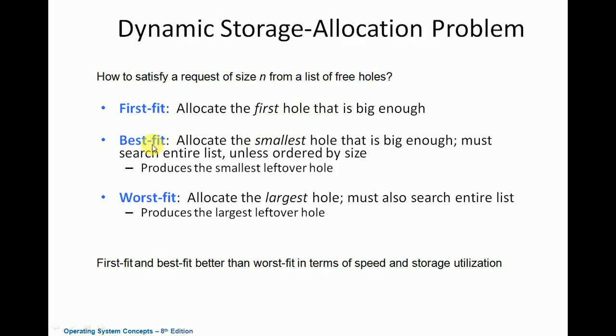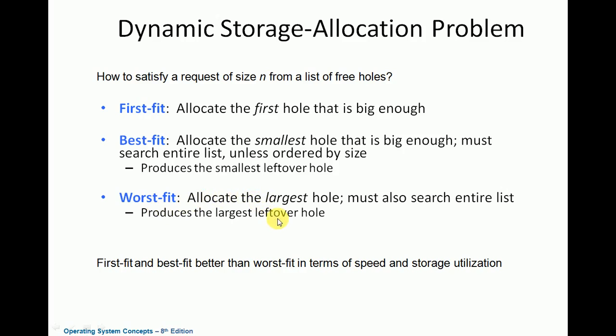The next one is best fit. Here we allocate the smallest hole which is large enough to accommodate the new process. We need to search the entire list and look for the memory hole which is smallest and big enough to accommodate the new process. This is called best fit, and it produces the smallest leftover memory hole. After allocating memory using the best fit approach, only the smallest memory will be left. The last approach is worst fit.